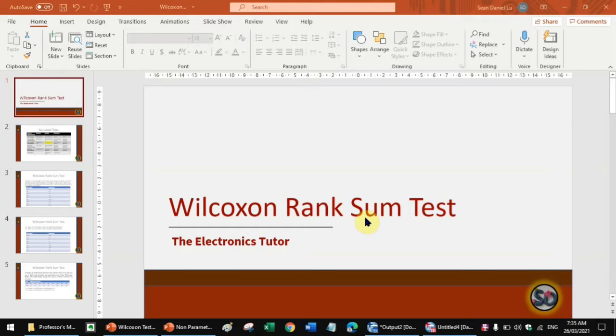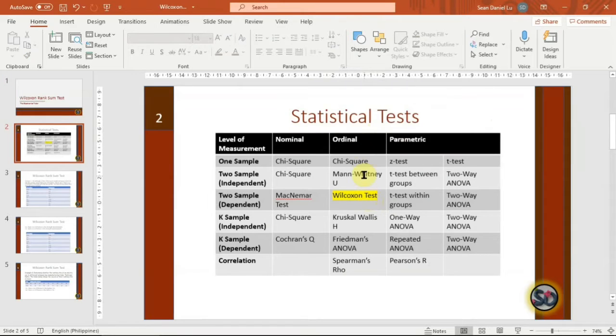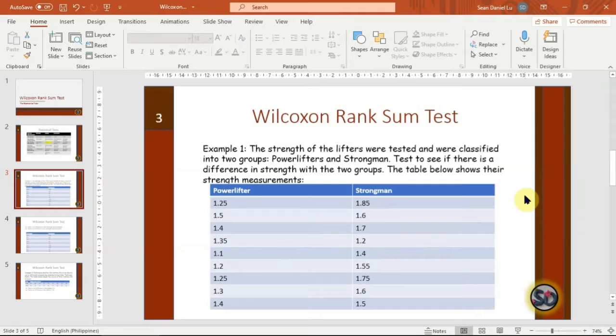In this video, we will be talking about the Wilcoxon Rank Test and how to use it in SPSS. The Wilcoxon test is a non-parametric test that uses ordinal data and is limited to 2 sample dependent. That is why it is similar to the t-test of matched pairs. So let's get started. Example number 1.